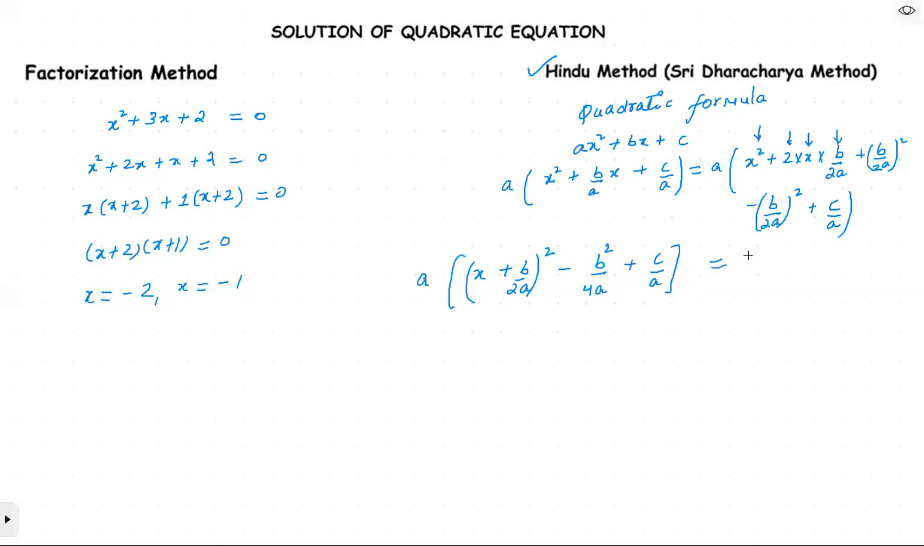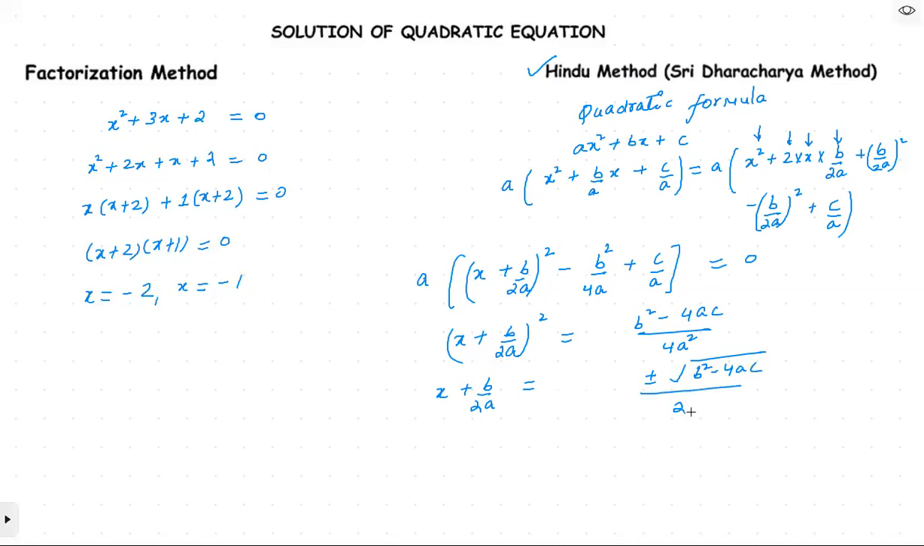Now we have to find the roots, so we should put this equal to 0. Clearly, (x plus b by 2a) whole squared is equal to, we can rearrange this, (b squared minus 4ac) divided by 4a squared. We can put the root on both sides. So from this we have x plus b by 2a equals, here it should be plus minus, right? Because we are taking the root, plus minus root of (b squared minus 4ac) divided by 2a.